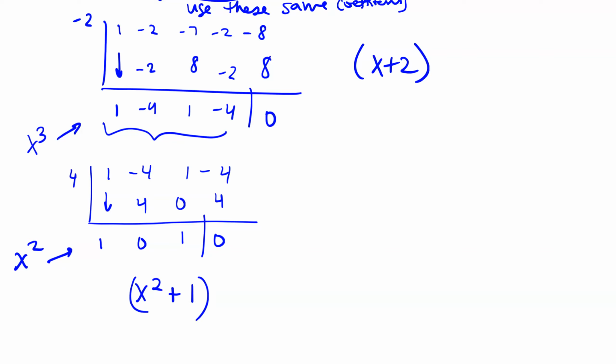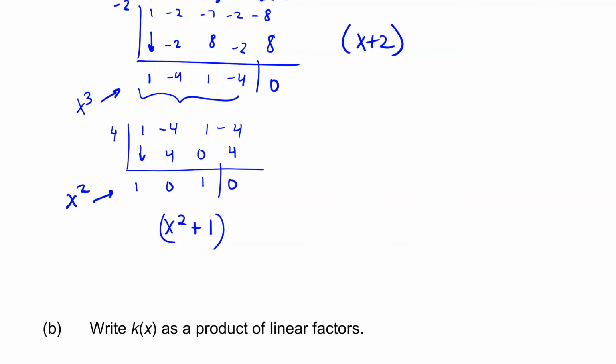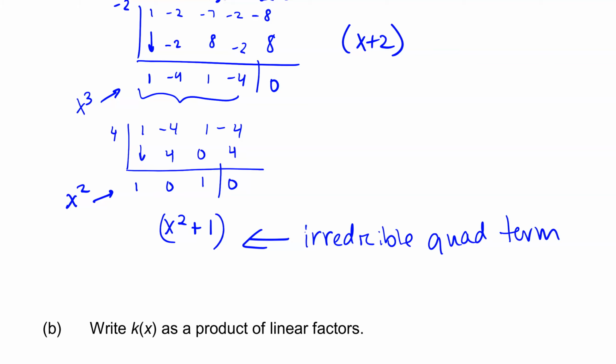X squared plus 1. That's an irreducible quadratic factor, because if it was x squared minus 1, it would be a difference of squares, but this is plus 1, so it tells you imaginary. It means we can't go further. We got to stop. There's no number that multiplies to positive 1 and adds to 0. Technically, it would be x minus i, x plus i, but we want to write it as an irreducible quadratic term.